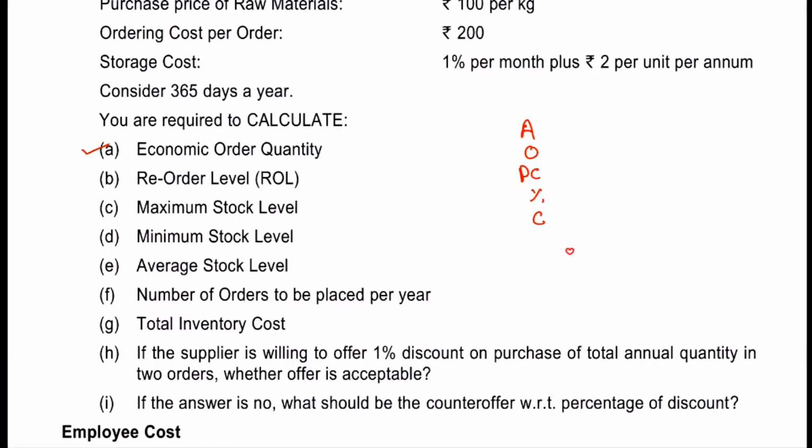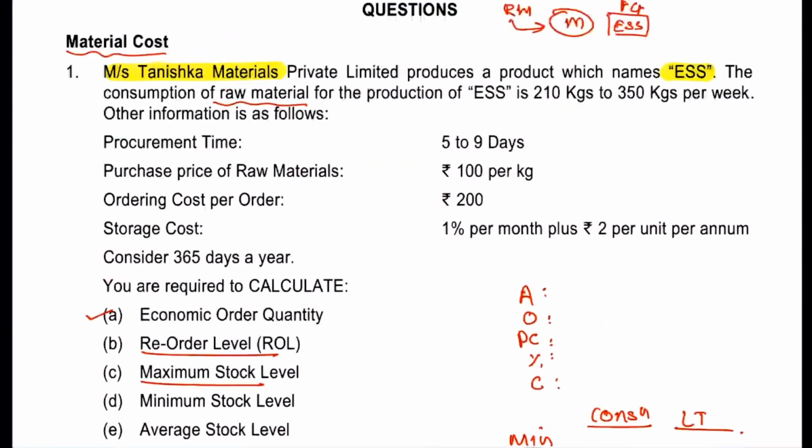If they just talk about calculating stock level, do you remember what data you need? Consumption and lead time. Which ones? Minimum, average, and then maximum. Do you remember this? Yes. So we need to fill up this data. Let's try to fill it up. Okay. The solution will be provided. For now, pay attention here.